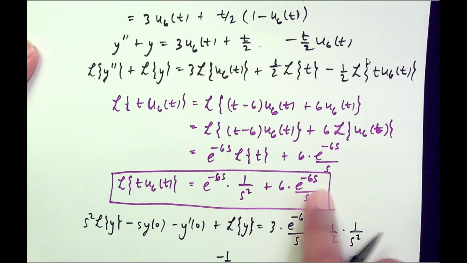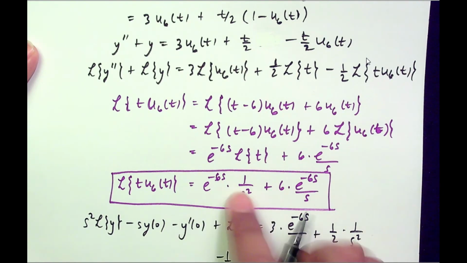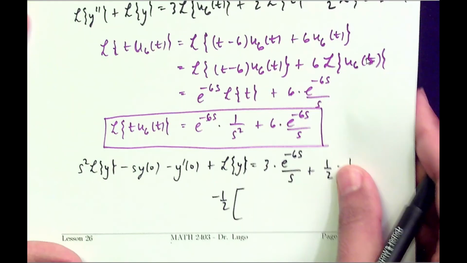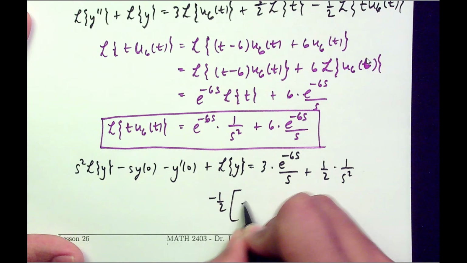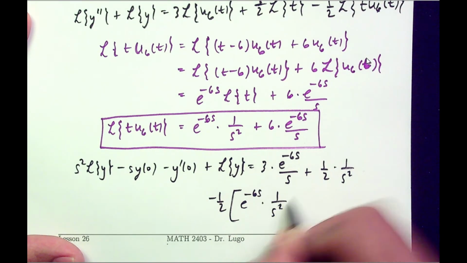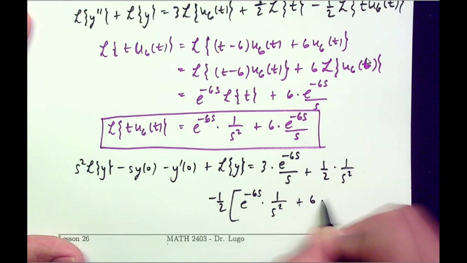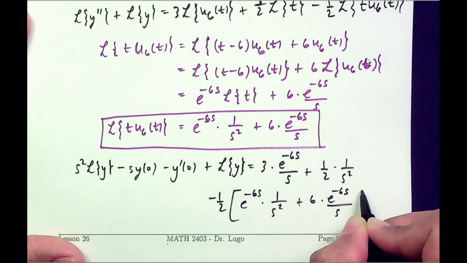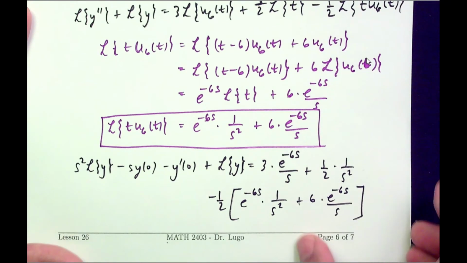So 1/2, negative 1/2, and it has to be distributed. I'm just going to write it like this and then distribute it, because I'm going to mess it up if I try to do too much. Minus 6s times 1 over s squared plus 6 times e to the minus 6s over s. Okay.